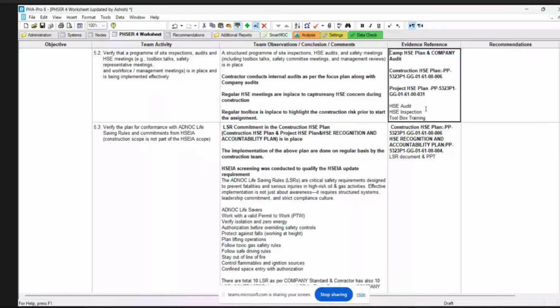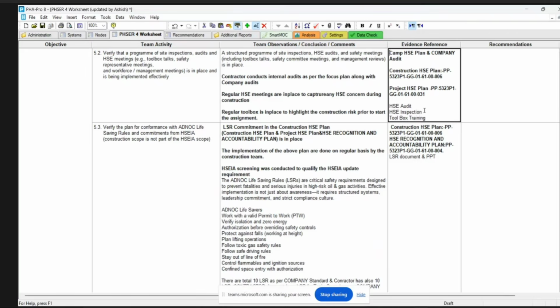Contractor conducts internal audit. What is that internal audit? We have already covered it. There is an external HSE plan. Target management is also conducting their quarterly internal audits, and they are getting their management attention on that project, and they are addressing the issues on that particular project. It's already included in the audit plan also.